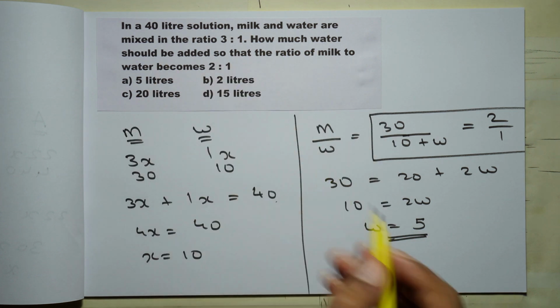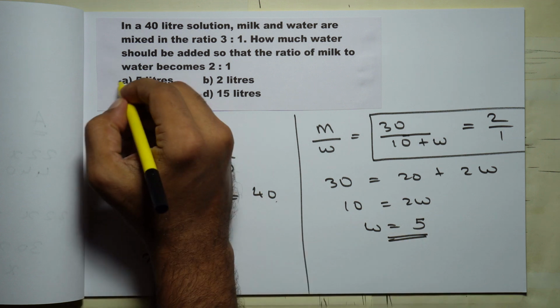So how much water should be added? W is equal to 5 liters, option A.